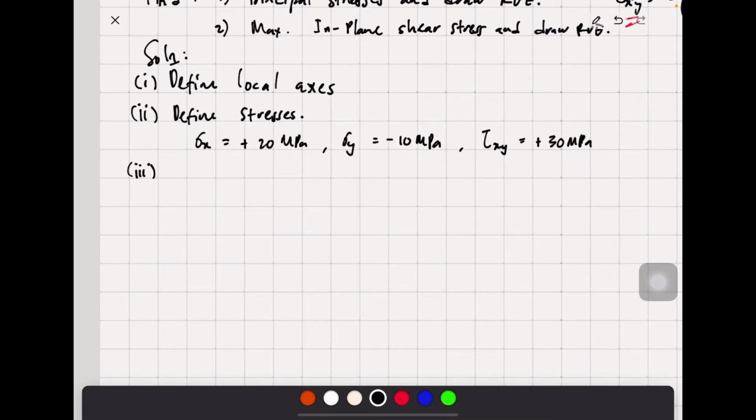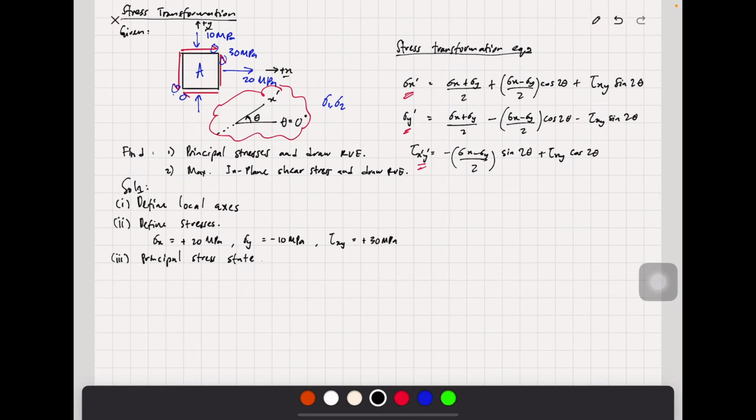And the third step, we're going to define the principal stress state. I've written 3 equations up here showing that these are the fundamental equations that we need in order to solve for our stress transformation. Together with these equations, we're also going to need the calculation for our principal stress angle and shear stress angle.